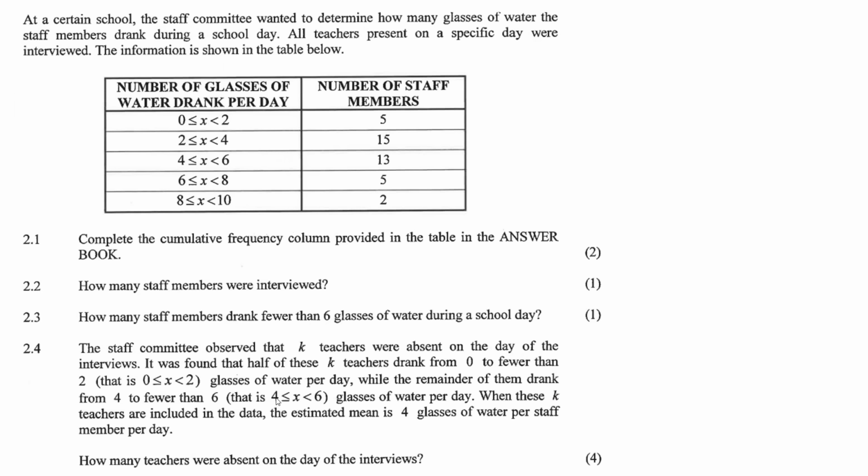So 1. At a certain school, the staff committee wanted to determine how many glasses of water the staff members drank during a school day. Okay, so for example, there are 5 staff members who drank between 0 and 2 glasses per day. There are 2 staff members who drank between 8 and 10 glasses per day. Complete the cumulative frequency.